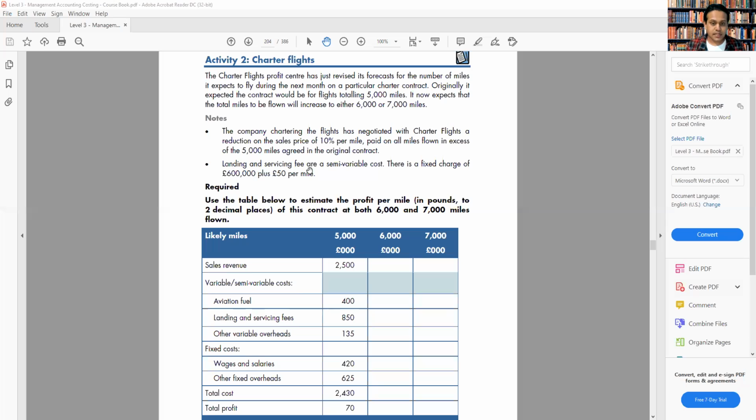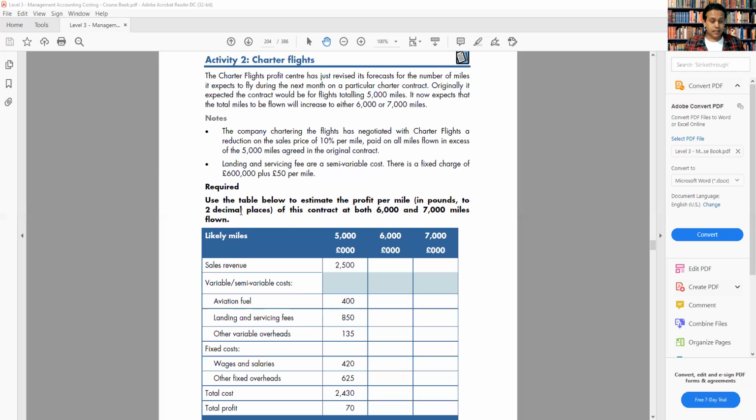Landing and servicing fees are semi-variable. Semi-variable means some of the costs are fixed and some are variable. Inside the cost there is a portion that is variable and a portion that is fixed. It is a mixed cost, fixed plus variable. There is a fixed charge of 600,000, plus 50 per mile. So 50 per mile is the variable. If I have 10 miles, I multiply 10 by 50, but the 600,000 is fixed. So it is 600,000 plus the number of miles multiplied by 50.